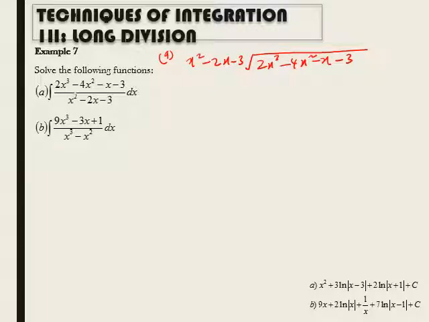Okay, so how to get 2x cubed from x squared? We multiply by 2x, right? So multiply by 2x. So we multiply the whole thing. Okay, and then this one minus 4x squared, and then minus 6x. Okay, minus the whole thing here. We'll obtain this one 0.